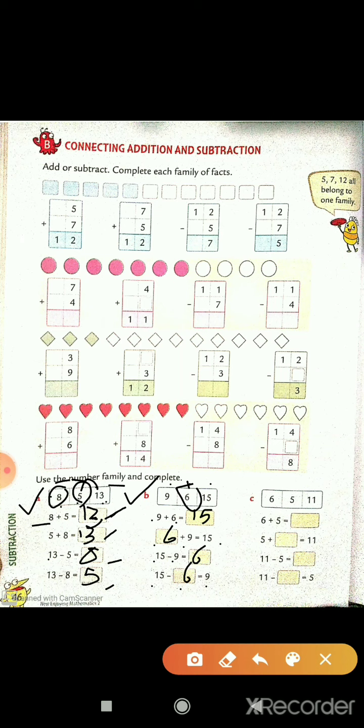So addition facts of 9 and 6 are 9 plus 6 is equals to 15 and 6 plus 9 is equals to 15. And the subtraction facts for 9 and 6 are 15 minus 9 is equals to 6 and 15 minus 6 is equals to 9. Got it, students? Now this C you will do by your own. This is your homework. Got it, students?